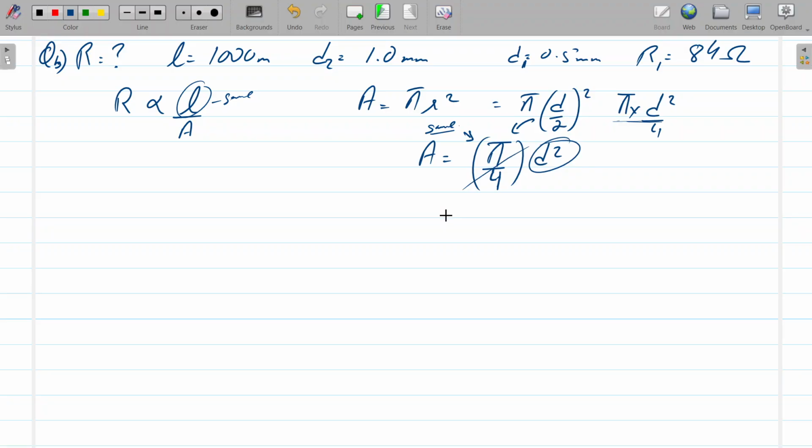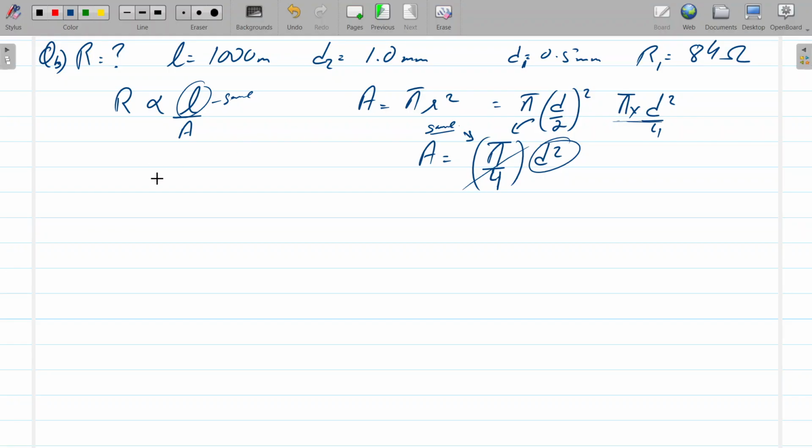Okay, making sense? Pi is a constant value, right? 3.14 or 22 over 7, however you take it. 4 is obviously a constant value. 4 is 4, right?